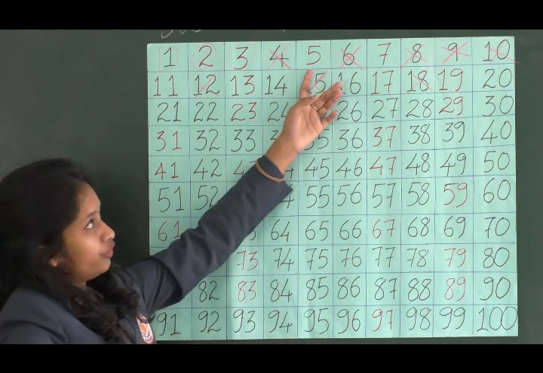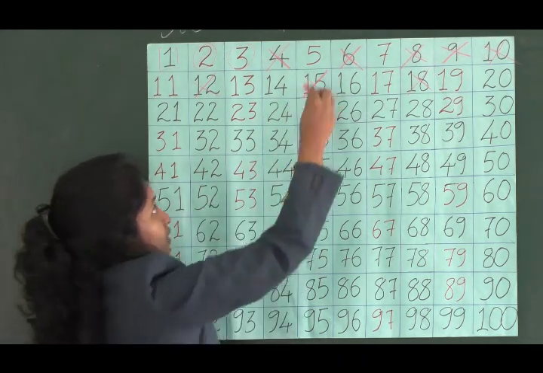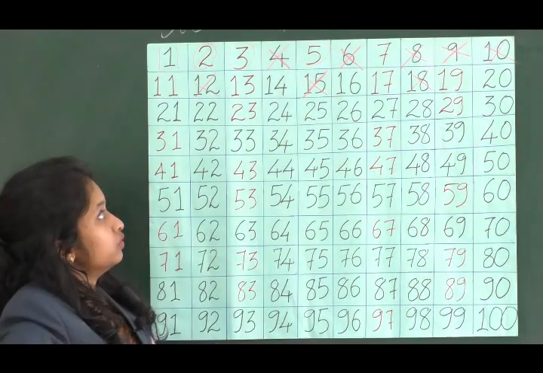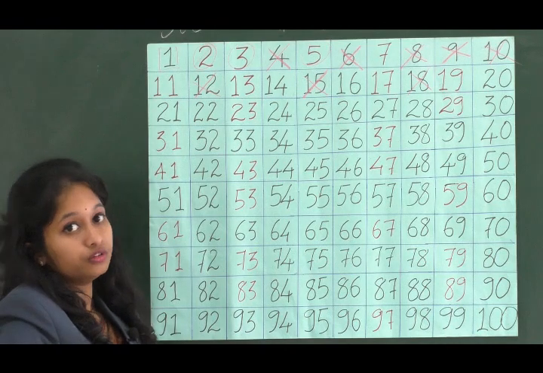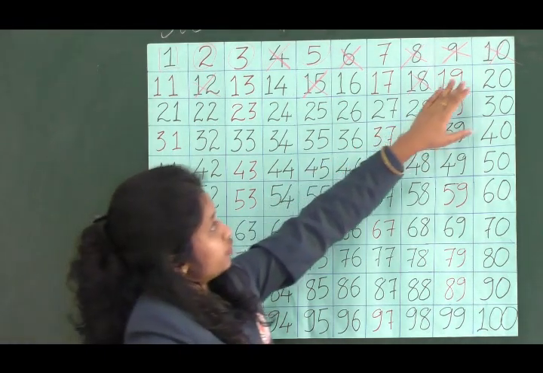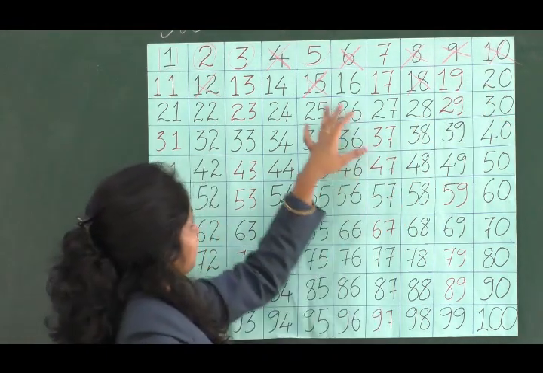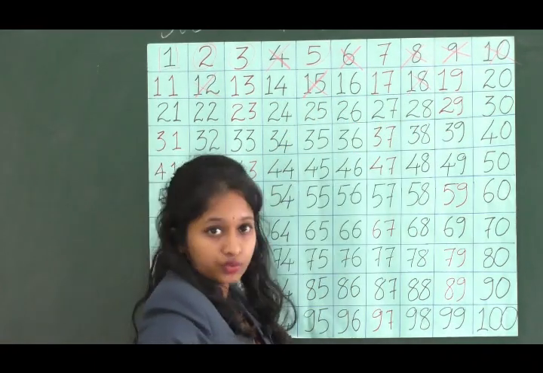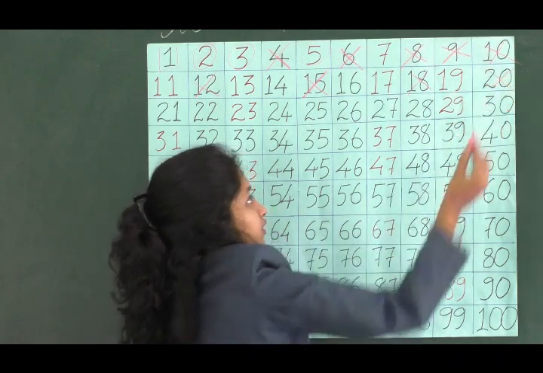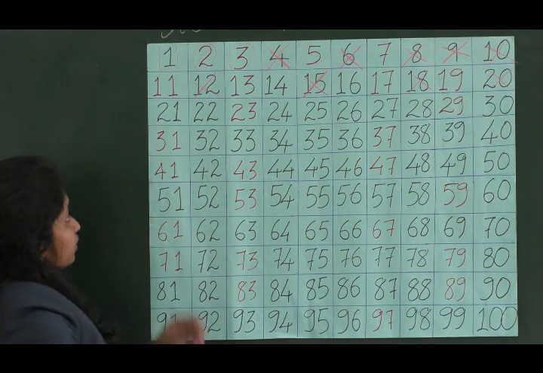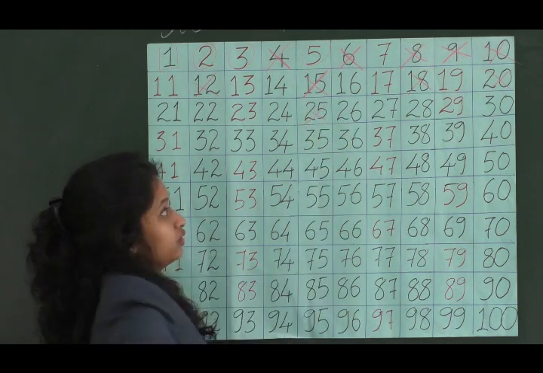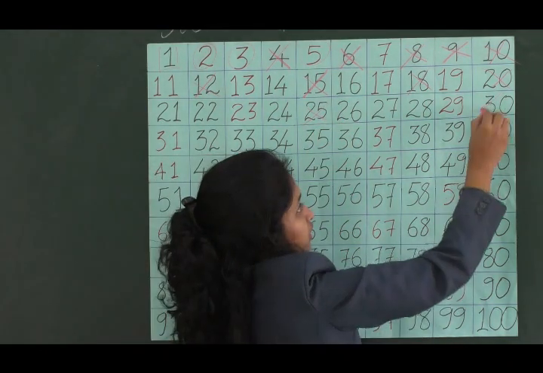Next comes 5. 5 is a prime number. Now multiples of 5 will cut. First multiple is 10, then comes 15, then 20, yes, and then any numbers here? Yeah, 25, then 30 and so on.